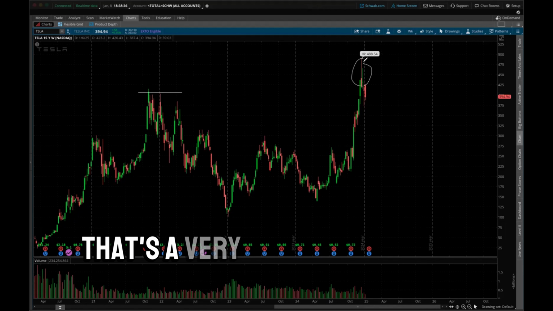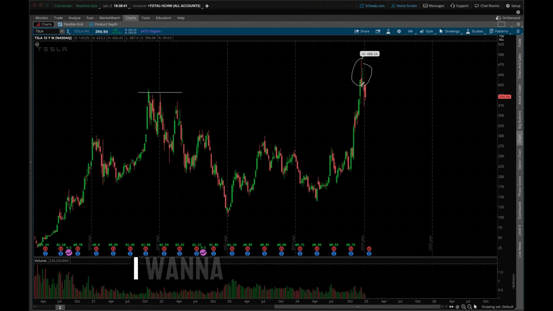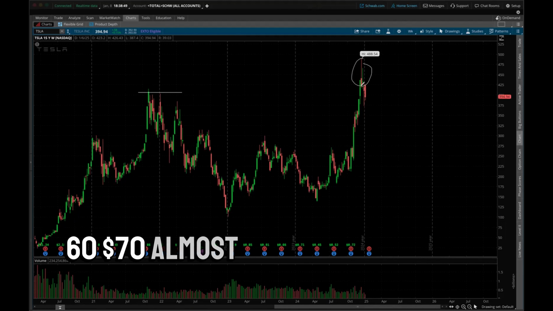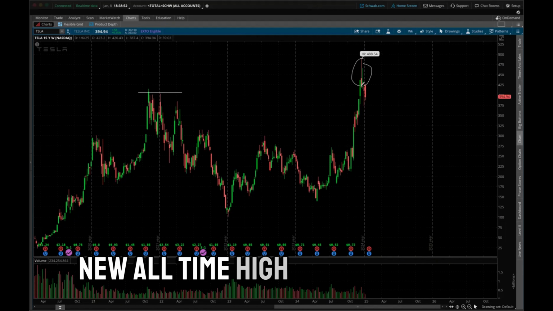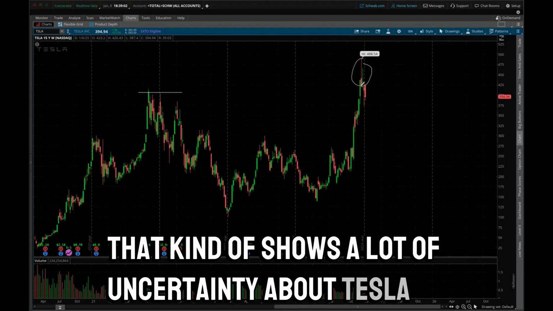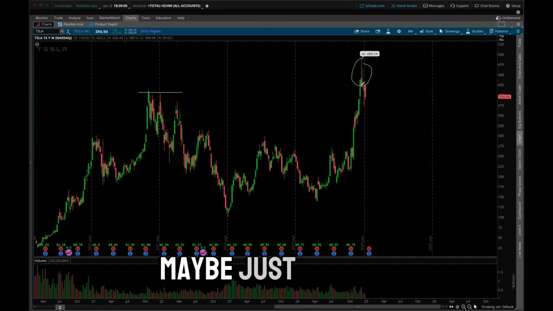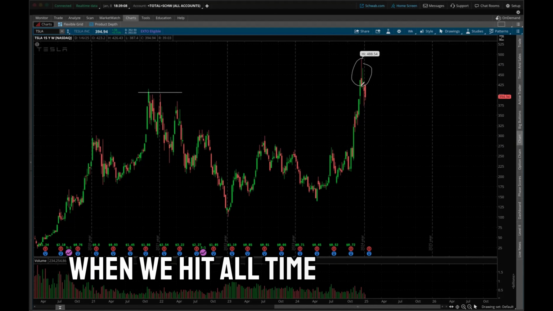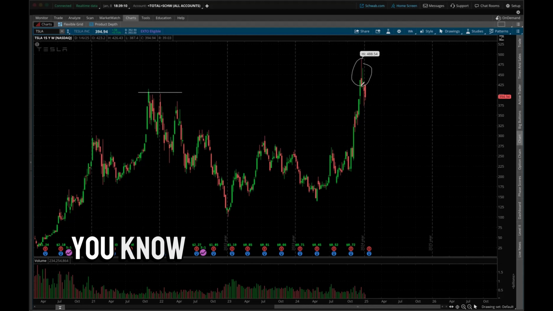That's a very red candle on the high there, 488, and the week closed around, I want to say, 420. So that's quite the rejection. That's almost a $60, $70 rejection from the new all-time high that Tesla had. And what does that tell you? Does that tell you that buyers want a piece of that anymore? That shows a lot of uncertainty about Tesla there. Maybe buyers say, I've seen what happens when we hit all-time high on Tesla, and I'm not fooled by that again, as they were back here.